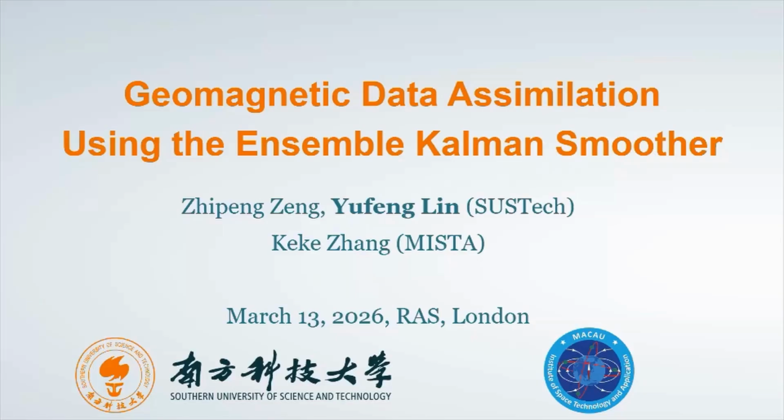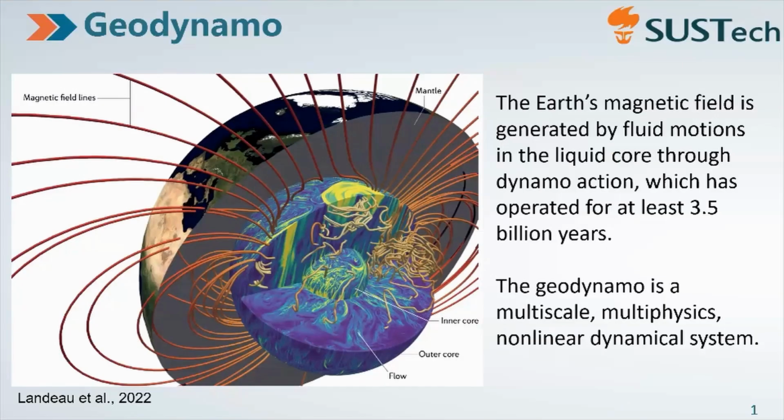So we know the Earth's magnetic field is generated in the Earth's outer core through dynamo action, which has probably operated for more than 3.5 billion years. The dynamo process is a complex system involving multi-physics, nonlinear dynamics, and a wide range of time scales and length scales. So it's extremely challenging to understand what exactly is happening in the Earth's core.